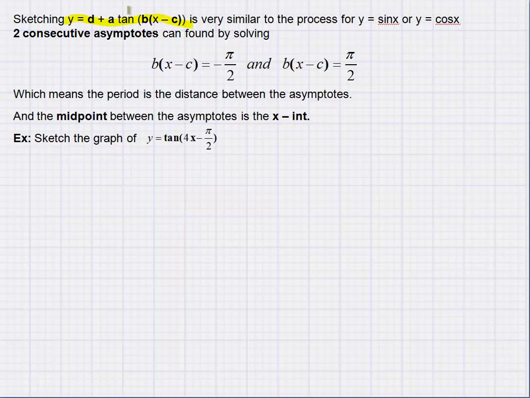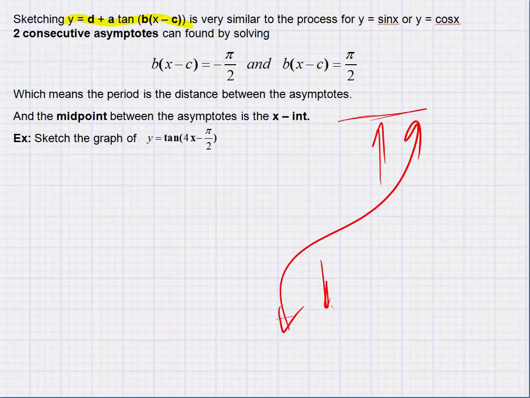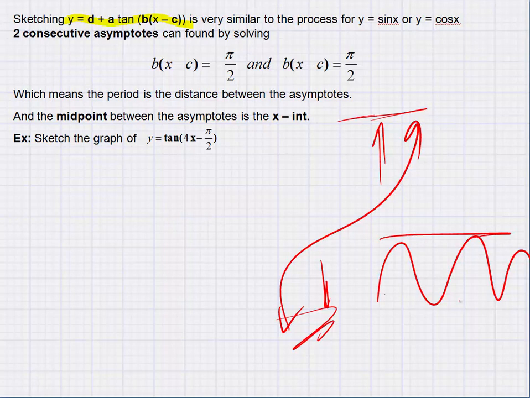1. Amplitude. Amplitude doesn't have the same effect on the tan function that it has on the cosine and sine functions. Because the tan function is already a vertical function that looks like this, if I stretch it vertically, it's still going to go from negative infinity to positive infinity. Whereas with the sine and cosine functions, if I change them vertically, it changes their range.